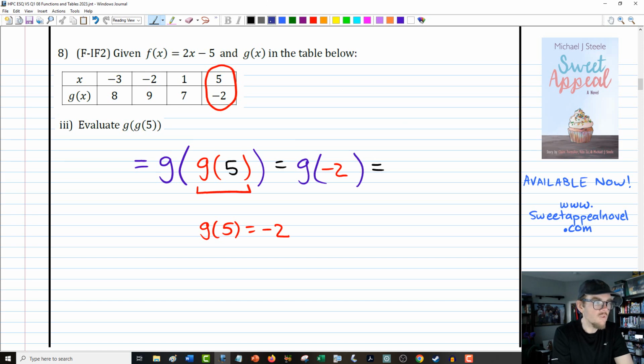Well, we've actually used this value already in this problem, but that's okay. We'll go back to our table. We'll see that when x equals negative 2, g of x is 9. Therefore, g of negative 2 is 9. And ultimately, g of 5 is 9.